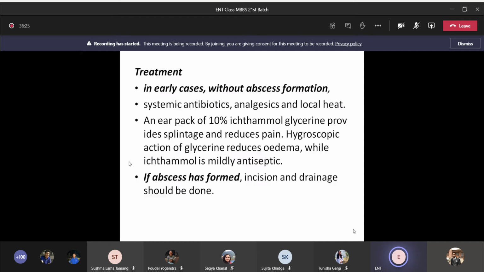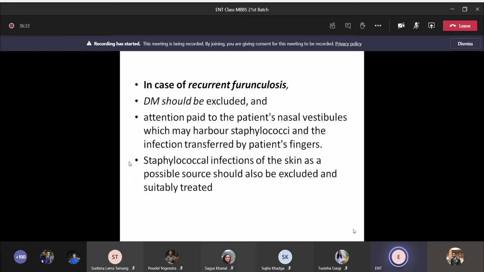In case of recurrent furunculosis, diabetes mellitus should be excluded, and attention should be paid to the patient's nasal vestibules, which may also harbor staphylococci, with the infection transferred by the patient's fingers. Staphylococcal infections of the skin as a possible source should also be excluded and suitably treated.